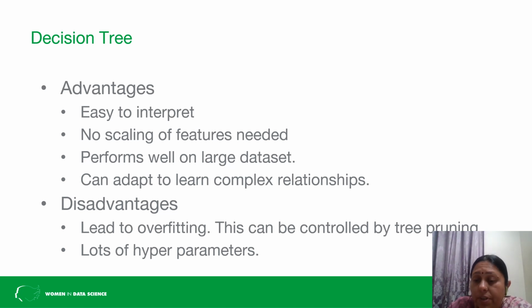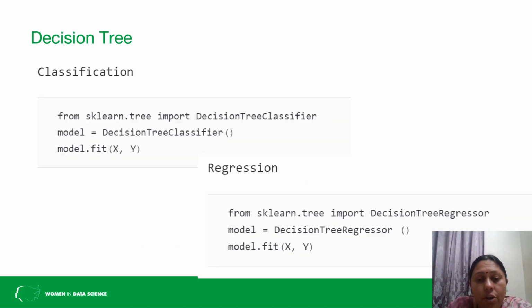What are the advantages of this technique? It's easy to interpret. No scaling of features is needed, and it works well on large data sets, and it can also learn complex relationships. The only disadvantage is it has a lot of hyperparameters to be tuned and also at times leads to overfitting. But this overfitting can be controlled by pruning the tree. You see the classification and the regression model for the decision tree.